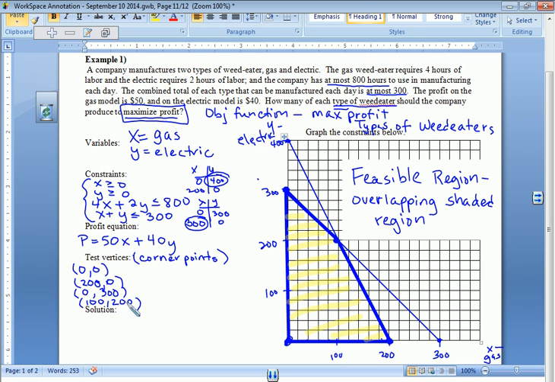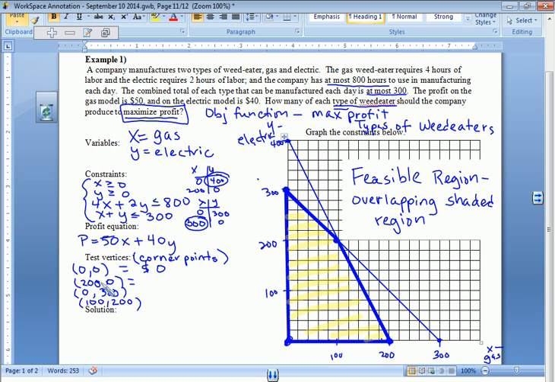Okay, now, where would we test these vertices? Where would we plug them in? What do you think, Luke? Into our profit equation. Yeah, all of these get plugged in here, and whichever one produces the most profit is our optimal solution. So if we plug in 0, 0, obviously, if we make nothing, we also make no profit. If we do not produce any weed eaters, we make no money.